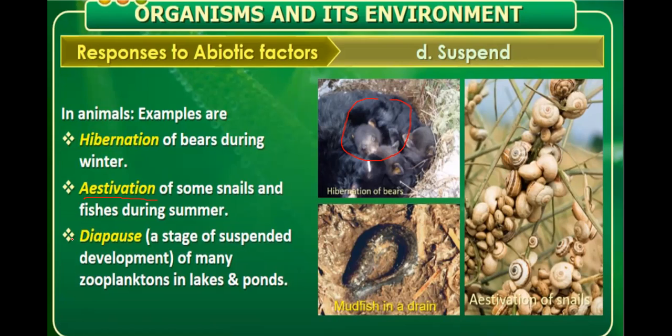Then one more method is what? Diapause. What is diapause? In hibernation and estivation, they slow down their metabolic rate. But in diapause, it is a stage of suspended development. If a larva is there and the condition becomes stressful, it will suspend its development. It will remain in the larval stage and will not become an adult. It happens in zooplankton in lakes and ponds.